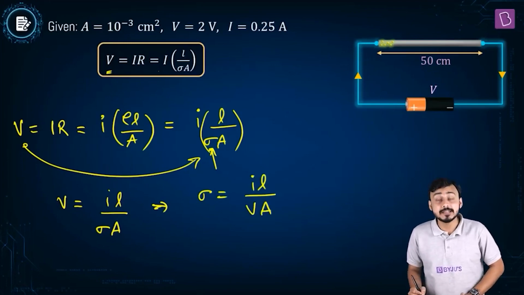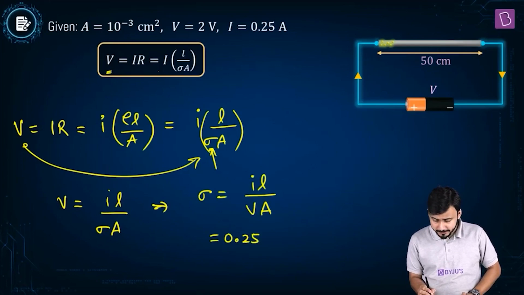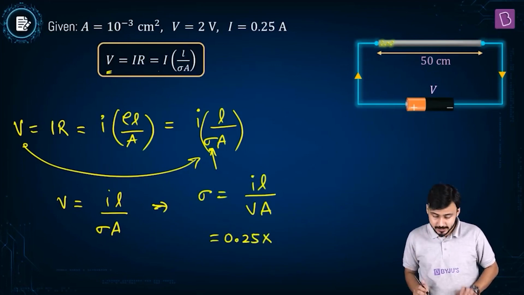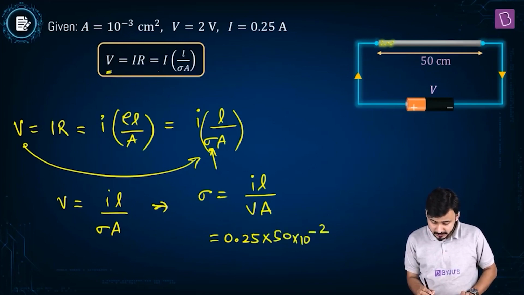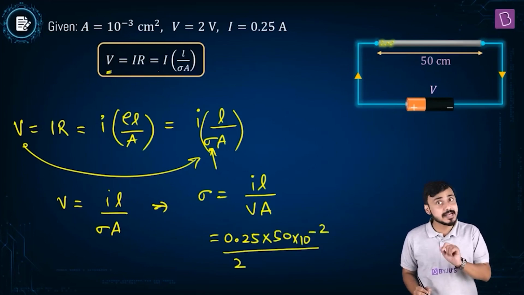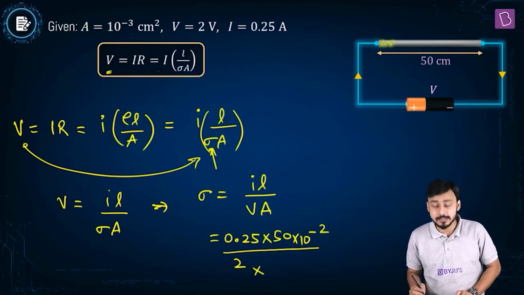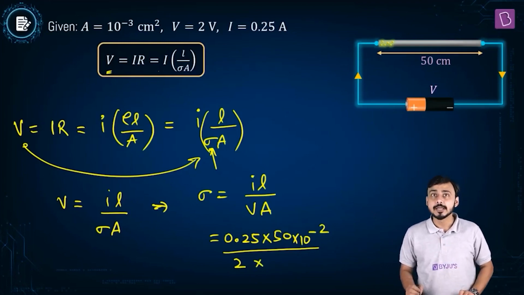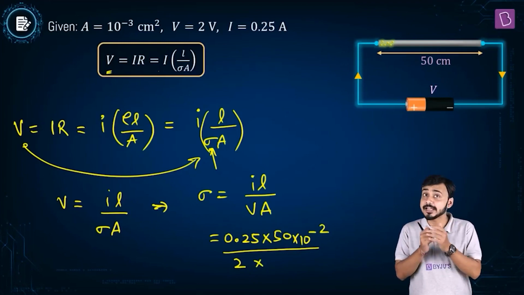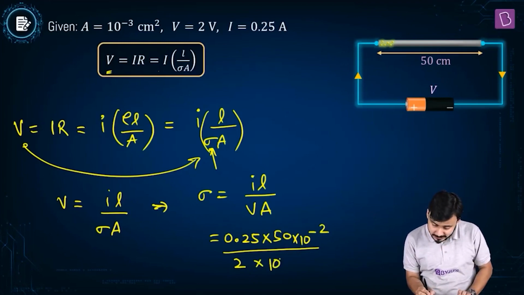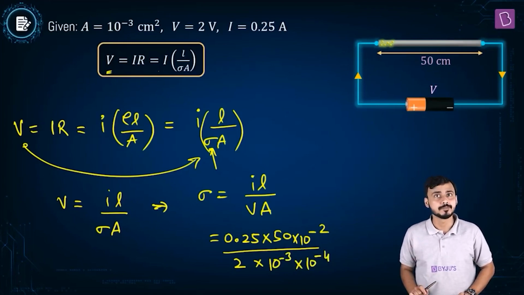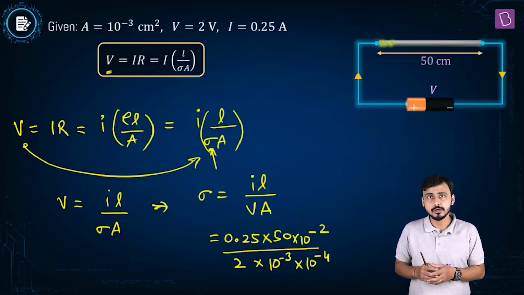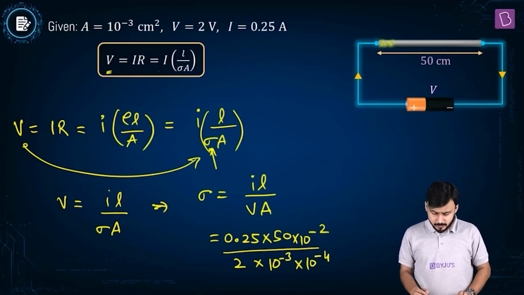What is I? I is the current, that is given to be 0.25 ampere, right? L is 50 centimeter, that is 50 into 10 raised to power minus 2 meter, divided by voltage difference applied, that is 2 volt, multiplied by cross-sectional area. What is the cross-sectional area given to you? 10 raised to power minus 3 centimeter square. Please keep in mind, you have to take care of the units. So 10 raised to power minus 3 centimeter square is 10 raised to power minus 3 multiplied by 10 raised to power minus 4 meter square. I just converted it into meter square, correct?